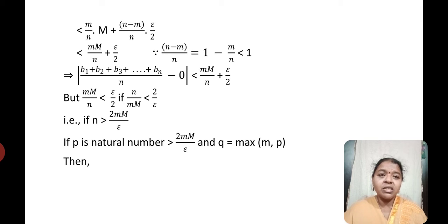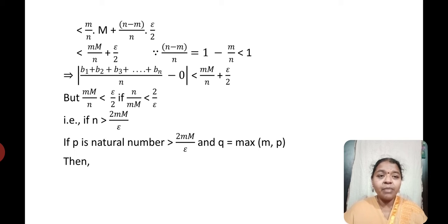Now n minus m by n, when you take it, has a common denominator. When I simplify it, it becomes 1 minus m by n. So whatever the values of m and n you are taking, the value is still going to be less than 1. Therefore, modulus of b1 plus b2 plus b3 and so on plus bn divided by n minus 0 is less than m capital M by n plus epsilon by 2.